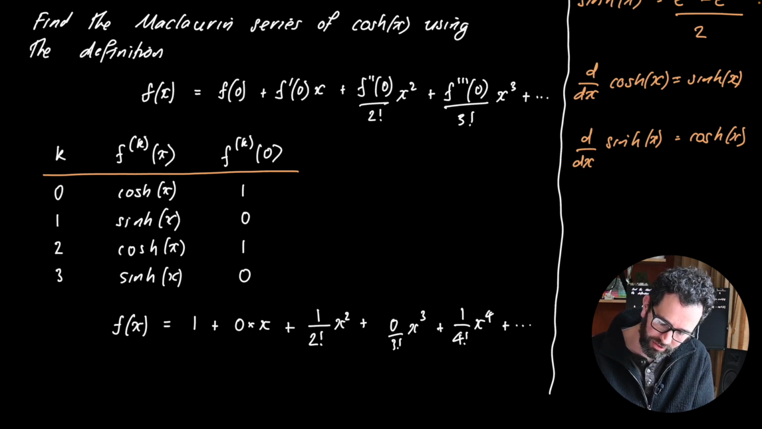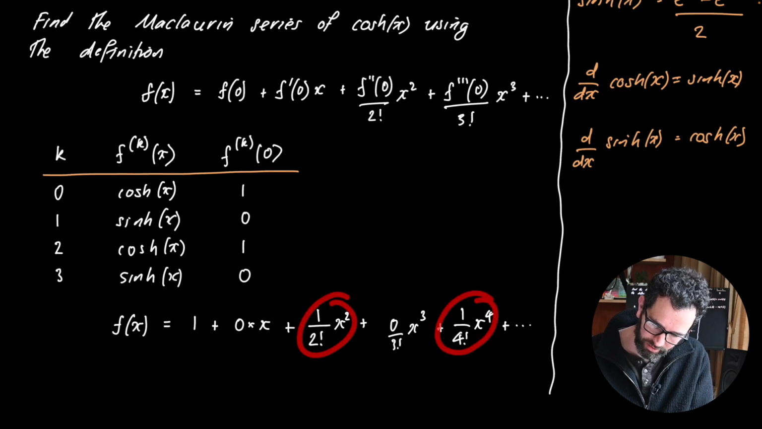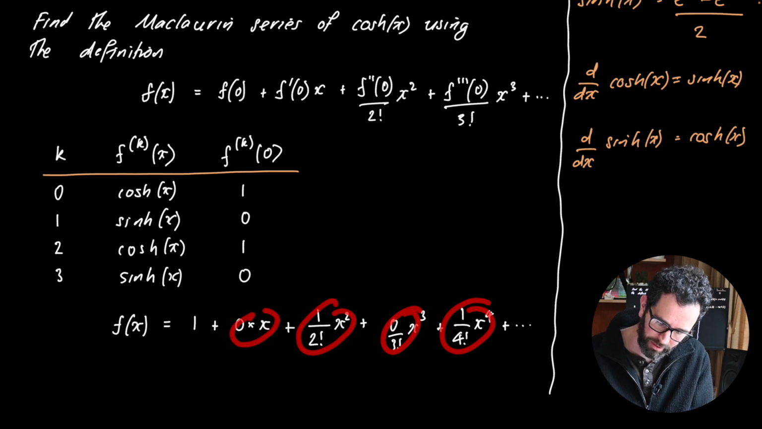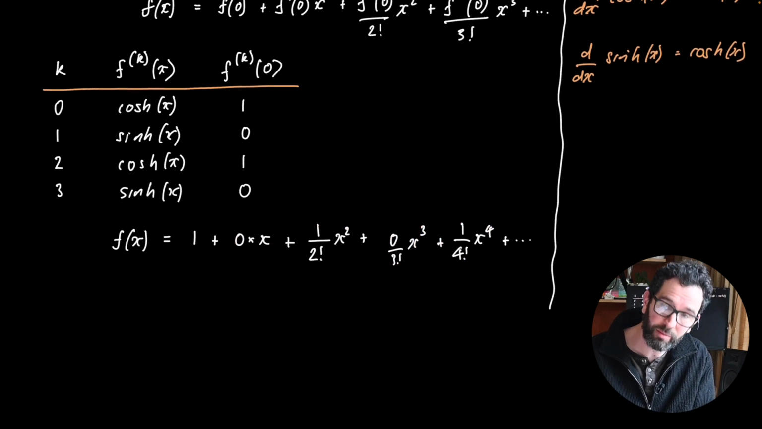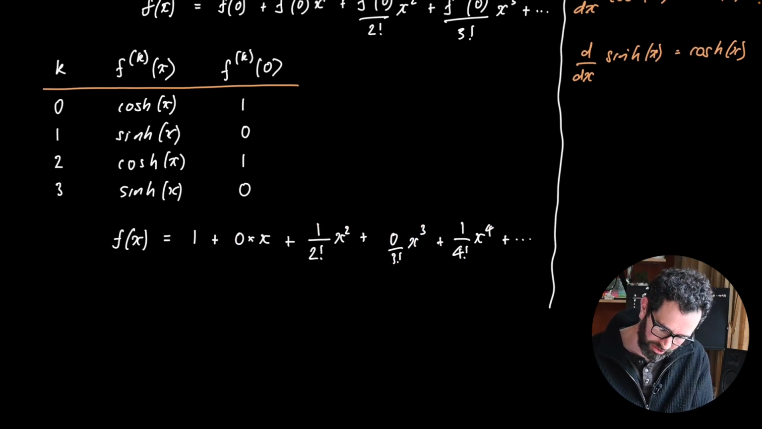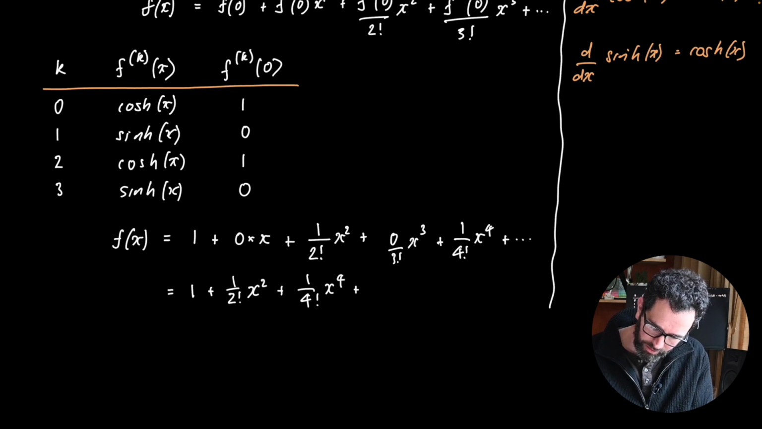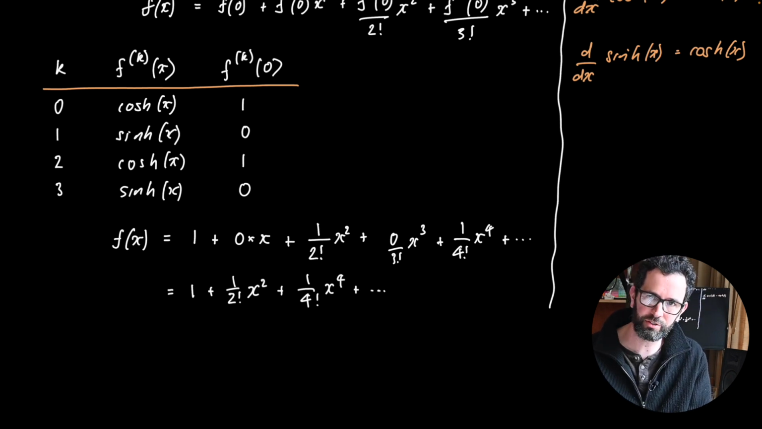So we're only going to get even terms, and they're going to look like this. All of the odd ones are going to have zeros in the front, so they're going to disappear. So we can tidy this up in a couple of steps, and then we'll see if we can write it in that summing notation. So that's going to equal 1 plus 1 over 2 factorial x squared plus 1 over 4 factorial times x to the 4 plus etc. 1 over 6 factorial x to the 6, and so on and so on.